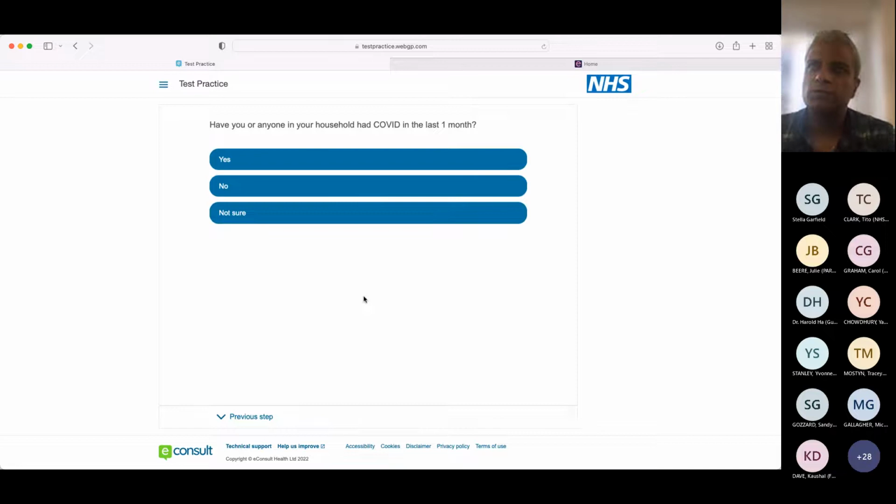And now, although this allows the consultation to be passed through, the patient says yes. What it does is it alerts the practice that if you were to call the patient into a face-to-face encounter, that actually the patient's coming from an environment where COVID was present within the last 4 weeks.